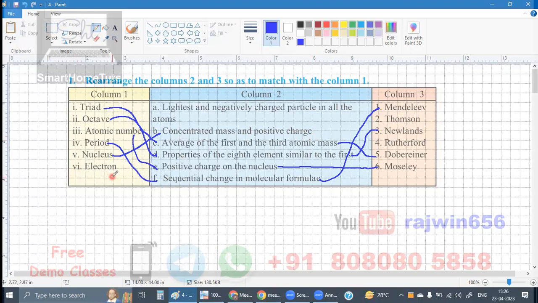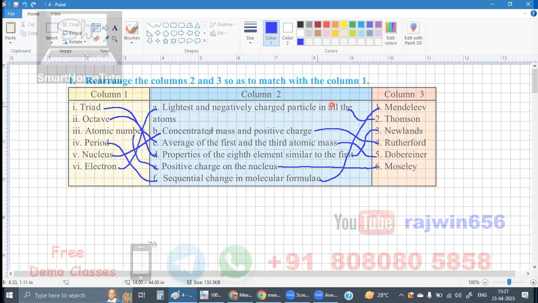The last one, the sixth one, is electron. This is the lightest and negatively charged particle in all atoms. This was given by Thomson. These are all the answers. I have to explain you a few things from here. Atomic number, yes, that will be Rutherford.